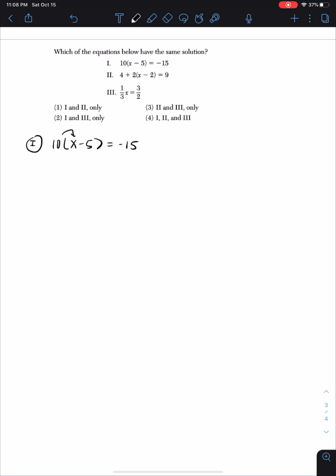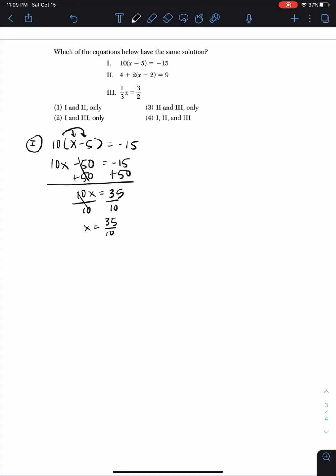So here we're going to use the distributive property. So 10 times x is 10x, and 10 times negative 5 is negative 50, is equal to negative 15. We're going to add 50 to both sides of the equation, and we're left with 10x is equal to 35. We're going to divide by 10 on both sides, and we're left with x is equal to 35 divided by 10. And this can be simplified by dividing the numerator and denominator by 5. And if we do this, we'll be left with x is equal to 7 over 2.